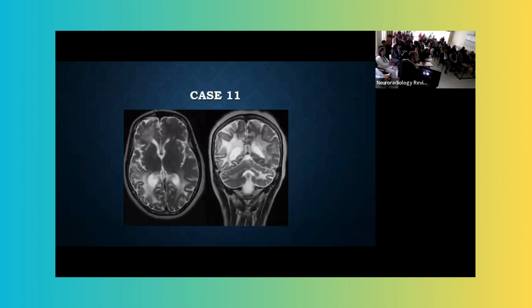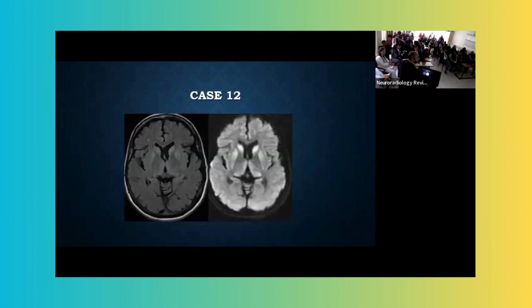Case 11: T2 images, immunocompromised patient. Case 12, final case.